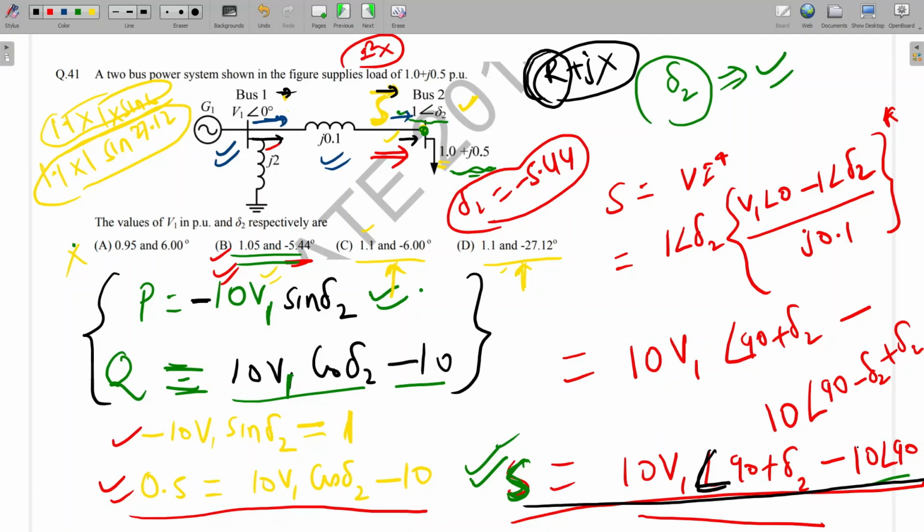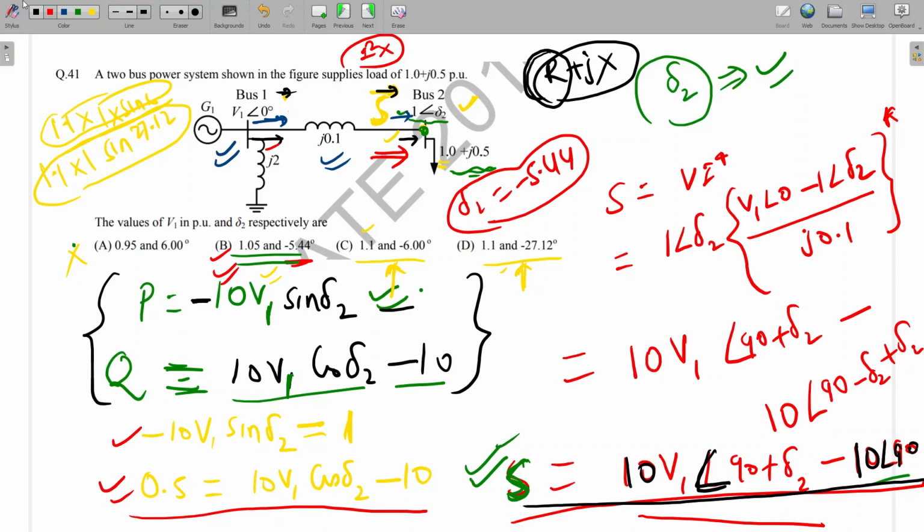So it is minus 10 at angle 90. If we are taking cosine of this one, cos 90 will be 0. Second term will be 0. But if we are taking sine, why are we taking sine for the reactive power? Reactive part: minus 10 V1 sine 90 plus delta, cos delta 2. Sine 90 will be 1.